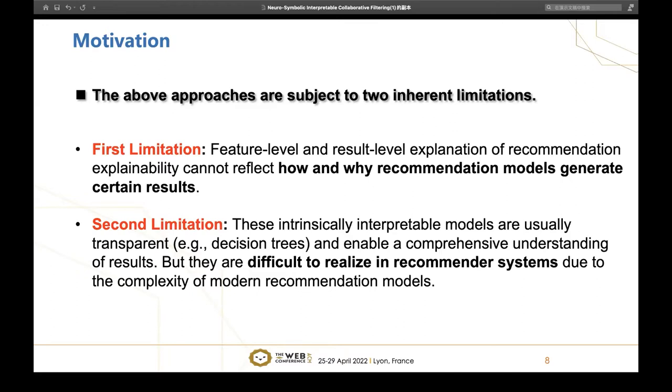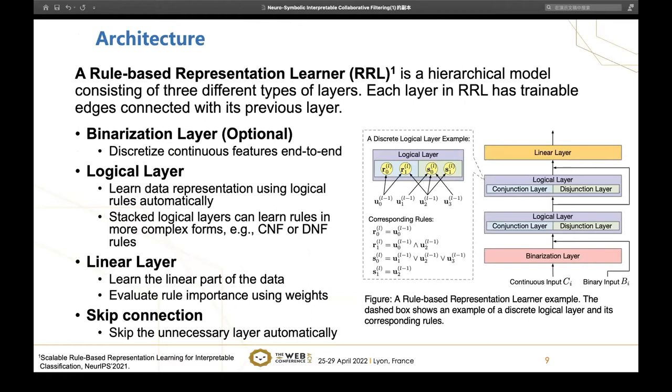The phenomenon motivates us to develop model-based explainable recommendation models with comparable performance. Thanks to the rule-based representation learner, we built our own model. The rule-based representation learner is a hierarchical model consisting of three different types of layers.